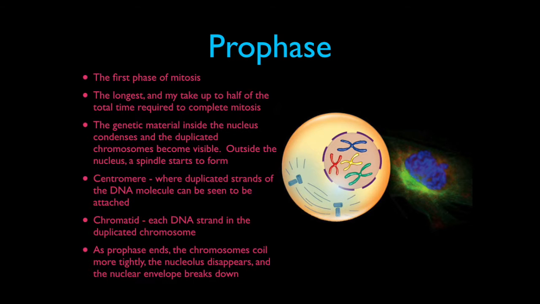The centromere is where duplicated strands of the DNA molecule can be seen to be attached. It's at the center. A chromatid is each DNA strand in the duplicated chromosome. As prophase ends, the chromosomes coil more tightly, the nucleolus disappears, and the nuclear envelope breaks down. Make sure to draw this picture. It's just a bunch of X's inside of a circle.